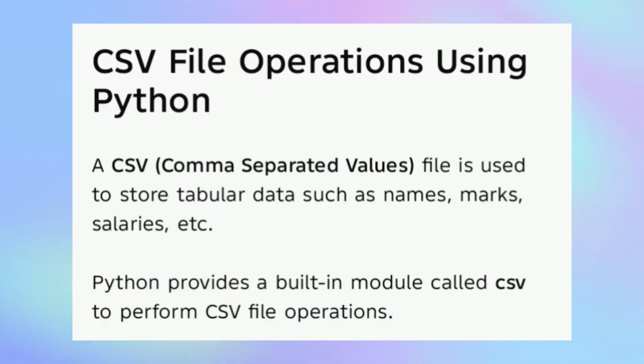Today we are going to discuss CSV file operations using Python. CSV means comma separated values: C for comma, S for separated, V for values. A CSV file is used to store tabular data such as names, marks, and salaries, etc. Python provides a built-in module called csv to perform CSV file operations.